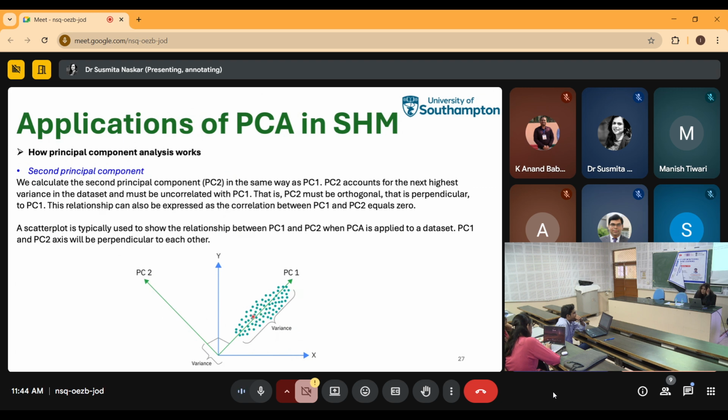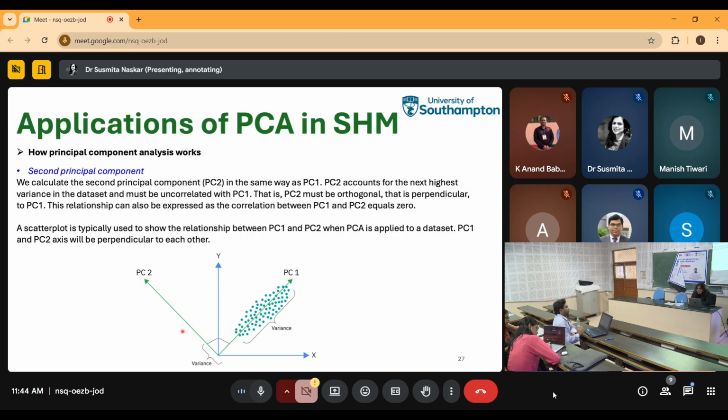And what is PC2? That means the second principal component. We calculate the second principal component, PC2, in the same way as PC1. That means PC2 accounts for the next highest variance in the data set and must be uncorrelated with PC1. You can see this is how we put it. So PC2 must be orthogonal, right? That is, perpendicular to PC1. That's how we draw it, right? And the relationship can also be expressed as the correlation between PC1 and PC2 equals 0, right?